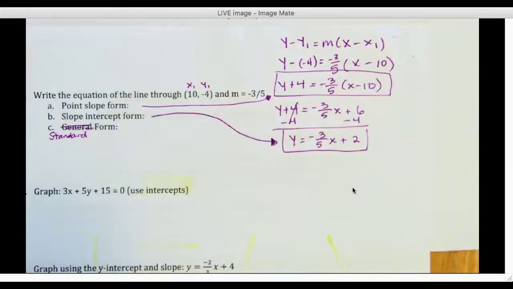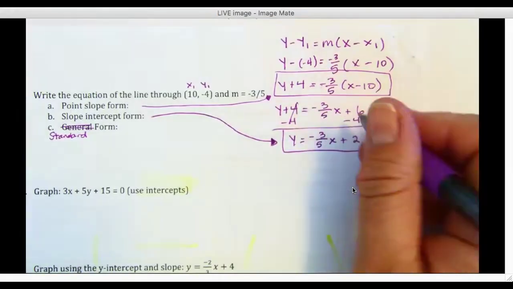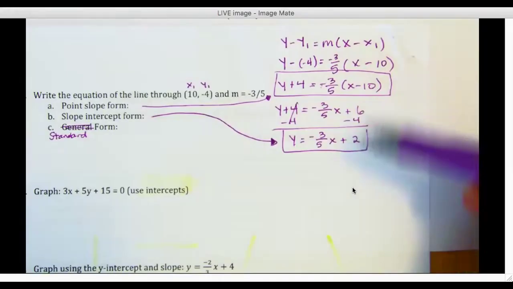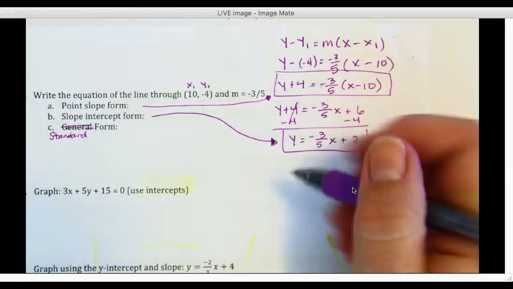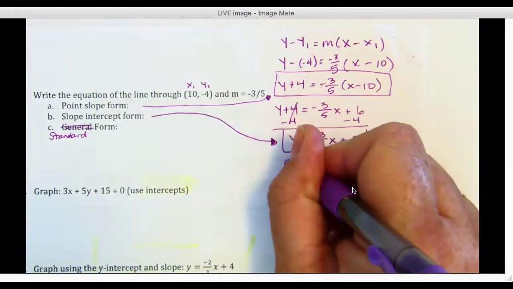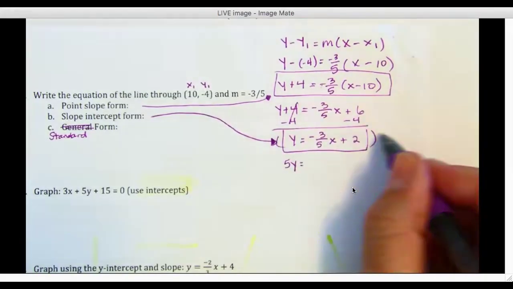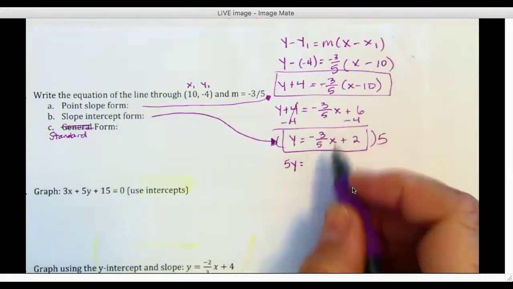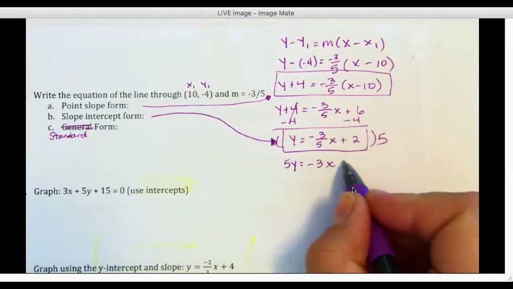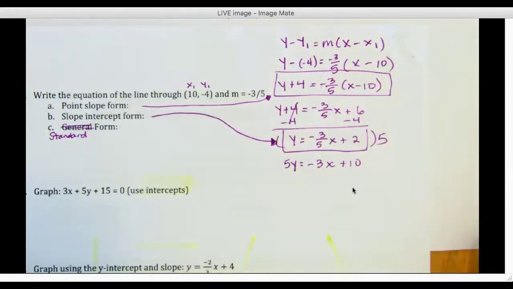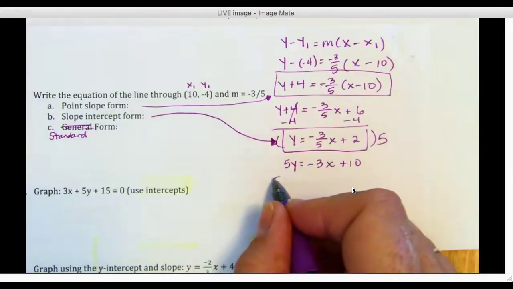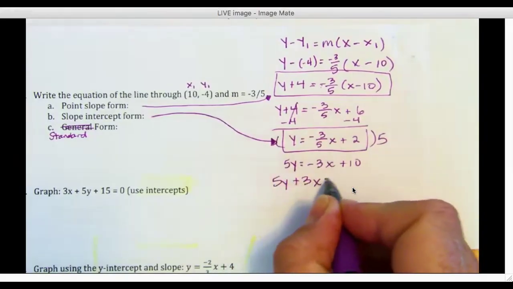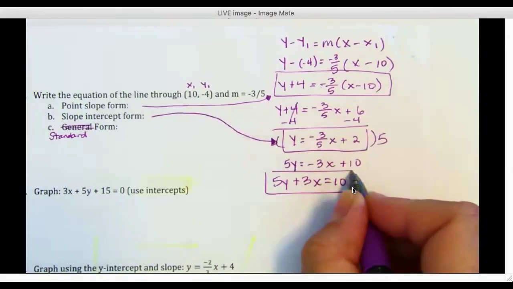And then the last one is to get this into standard form. And that's where I want to have no fractions. So what I'm going to do here is multiply both sides of my equation by 5, and that will remove my denominator here. So I end up with 5y is equal to, and then if I'm multiplying this entire thing times 5, well, 5 here will reduce my denominator, and I'll just have negative 3x, and then 5 times 2 will give me 10. I no longer have any fractions. All I need to do is add 3x over, and I have 5y plus 3x is equal to 10, and that is in standard form.